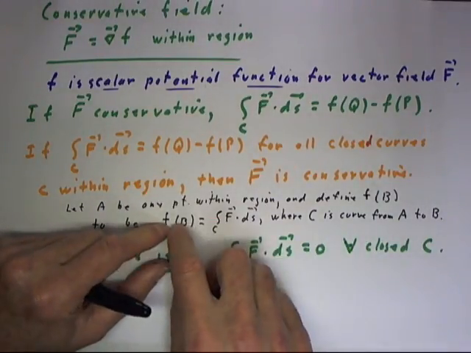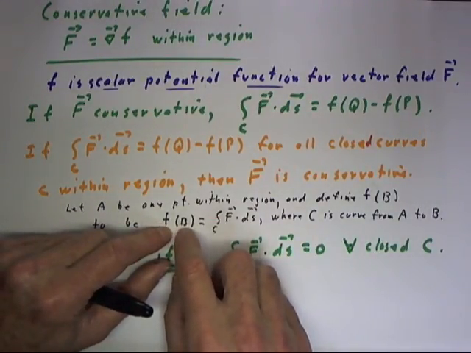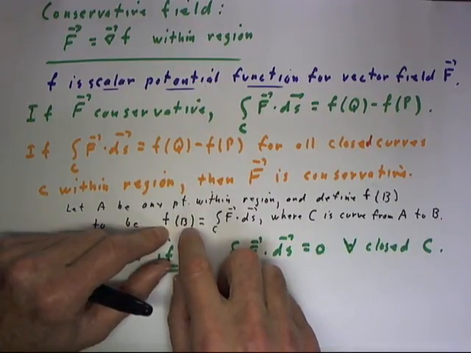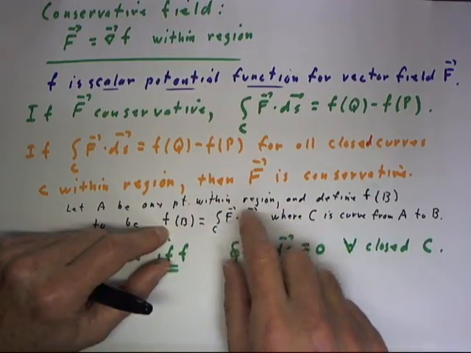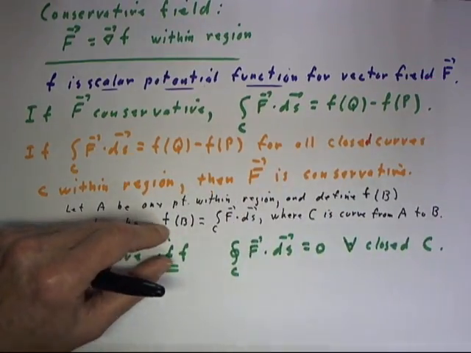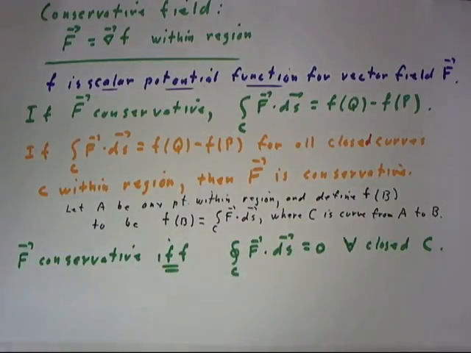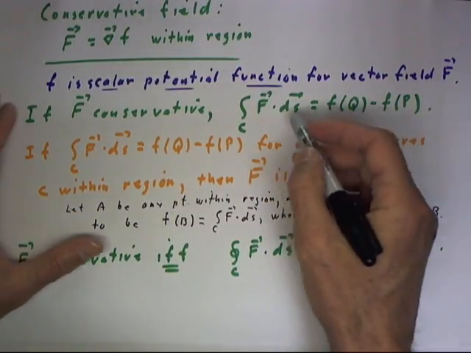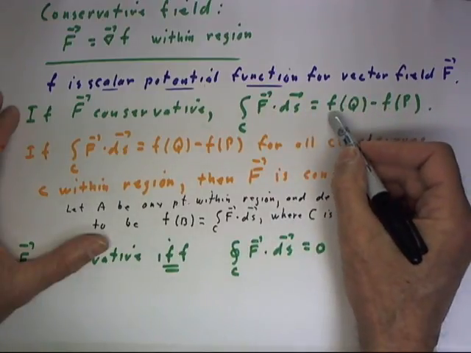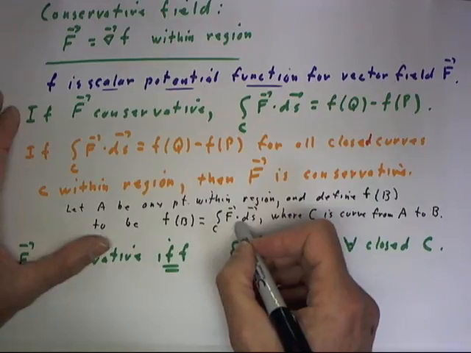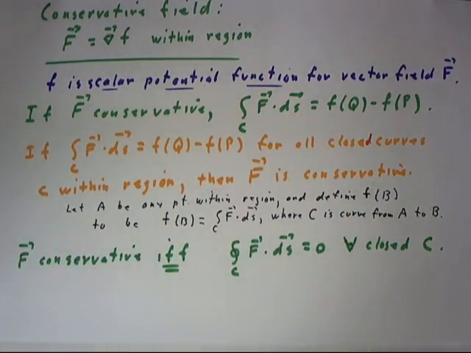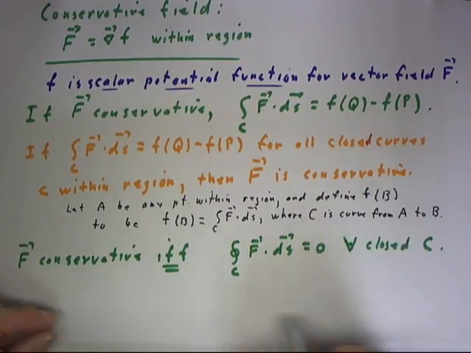We could add an arbitrary constant to this result, so that for every point B we add the same arbitrary constant, and we would still get a function that satisfies these conditions. So in this sense, big F can be defined as the gradient of little f, or little f can be defined as an integral of big F, in complete analogy with the fundamental theorem.